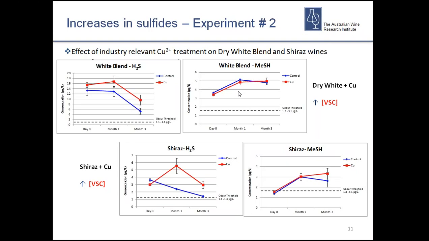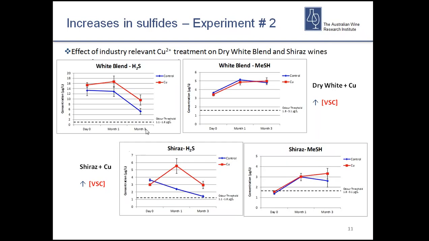And once again, for the Shiraz samples, we had a quite dramatic effect of copper in the wine. So when we added the copper to the wines, we saw a slight decrease in hydrogen sulfide concentration, but that hydrogen sulfide increased quite dramatically after 1 month and then plateaued off a little bit, whereas in the control samples we saw a steady decrease in hydrogen sulfide concentrations.